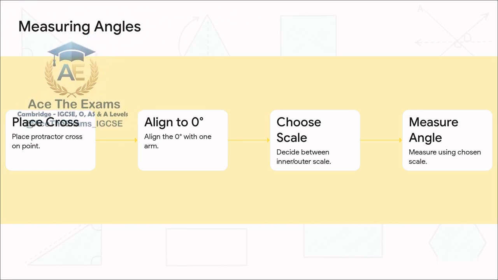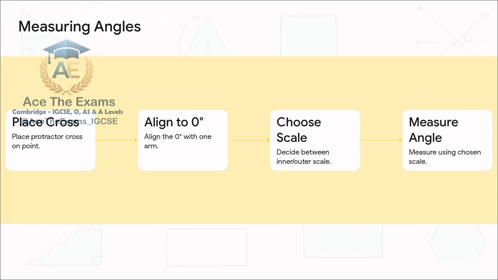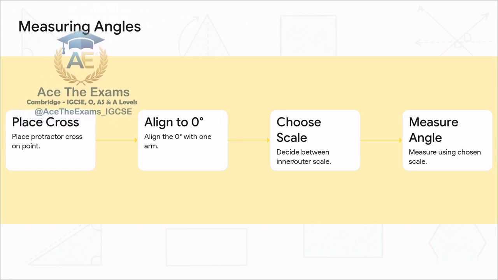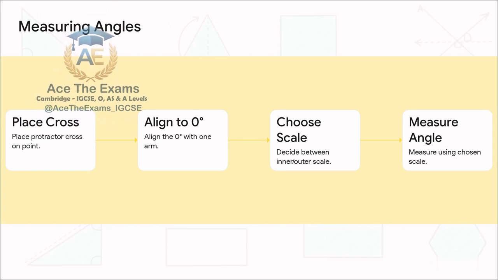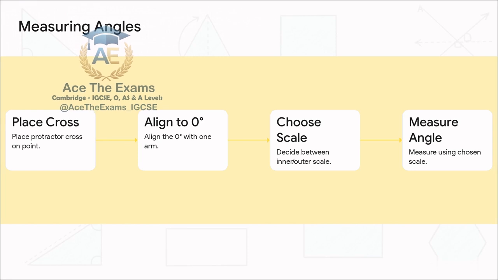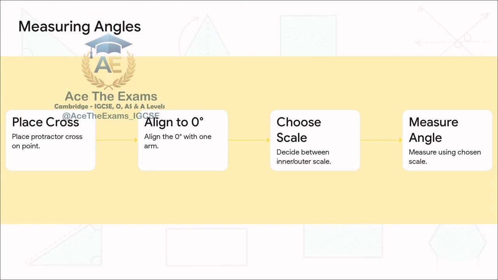Step 3 is where the trap is set. You must make a crucial decision between the inner or outer scale. You always choose the scale that starts at 0 for the arm you've aligned with. If you use the inner scale when you should have used the outer, a 30-degree angle suddenly becomes 150 degrees and you've lost the mark. By carefully following this 4-step method, you quantify the exact degree of turn and secure that point.